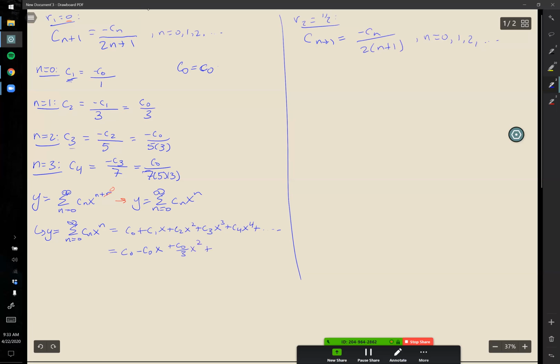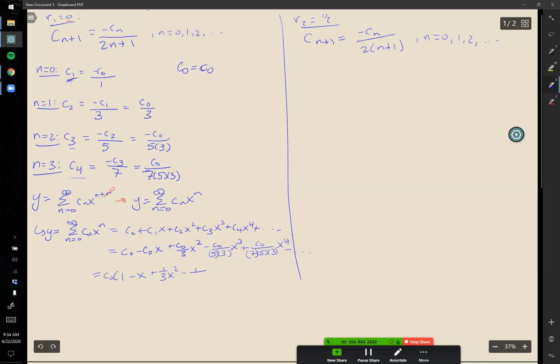We figured out C3 was negative c naught over 5 times 3 x cubed. Try not to forget my negatives. The next one, C4, was plus c naught over 7 times 5 times 3, x to the 4th, and so on. I know they all share the c naught, so I can pull that out, and then I'm just left with this.